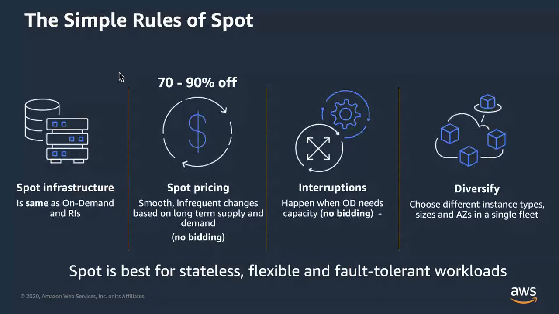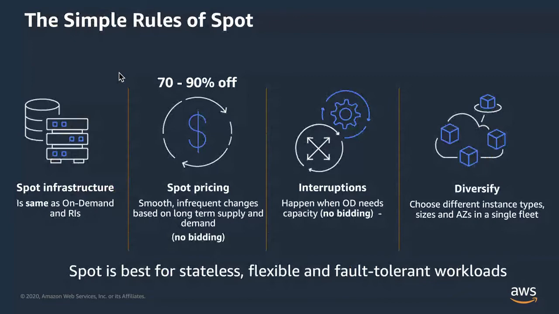Spot pricing is a function of long-term supply and demand. The pricing is simple because it does not change often and is typically an average discount of 70% and up to 90% off of the on-demand price. To simplify the purchasing experience, we eliminated the bidding model 2 years ago. This change has made it a lot easier to get Spot instances because you no longer have to think about a bidding strategy.